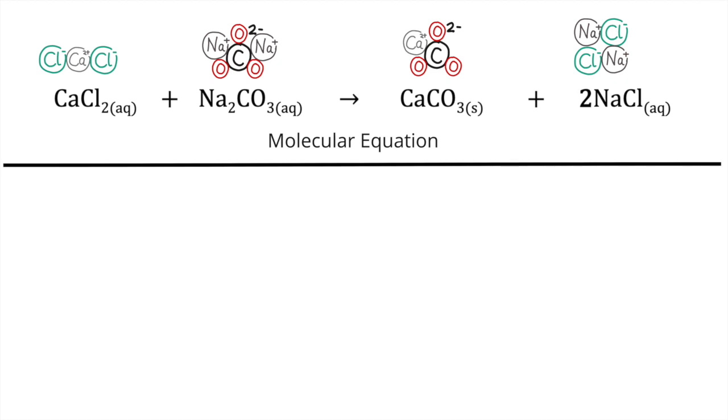In this video, we will look at three different ways to represent a chemical equation: the molecular equation, the complete ionic equation, and the net ionic equation.